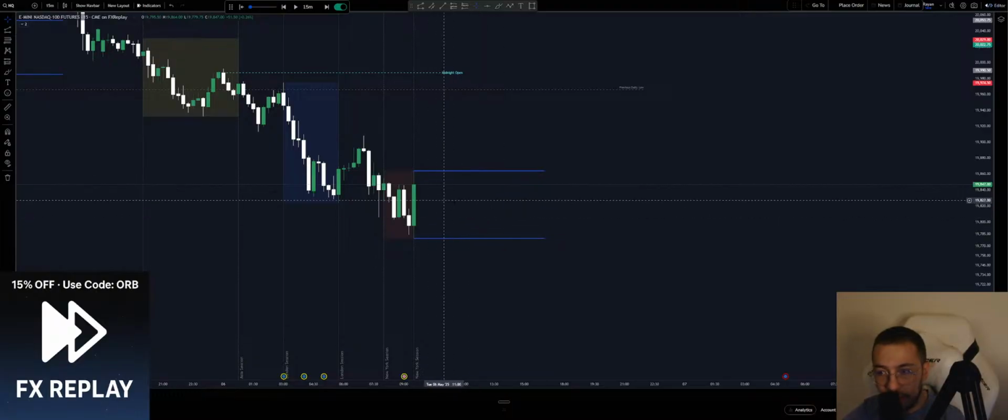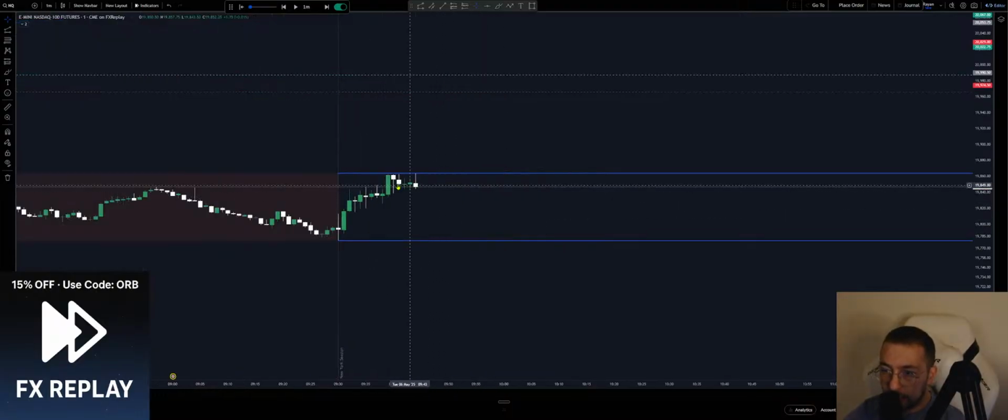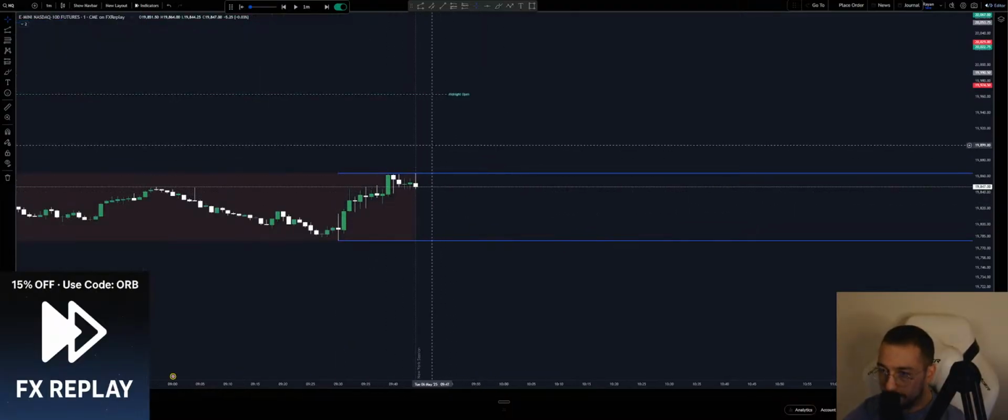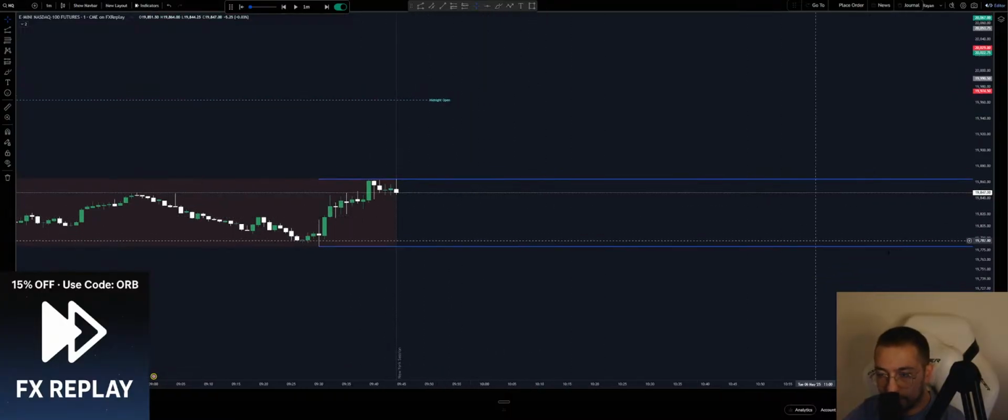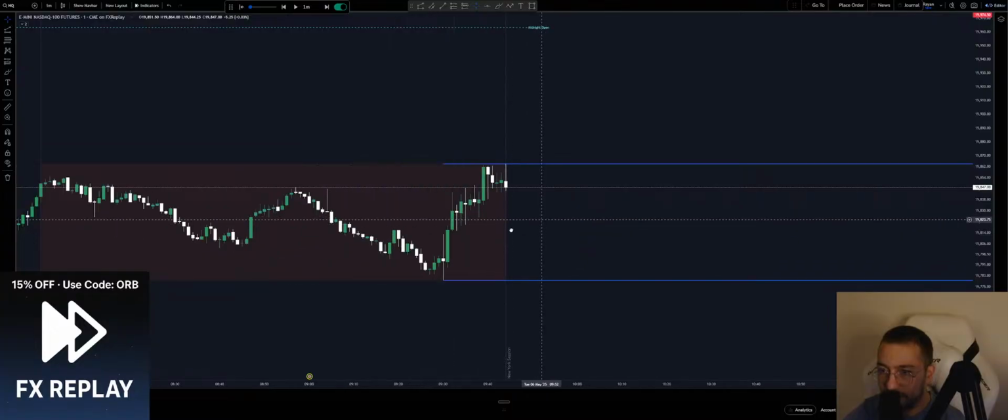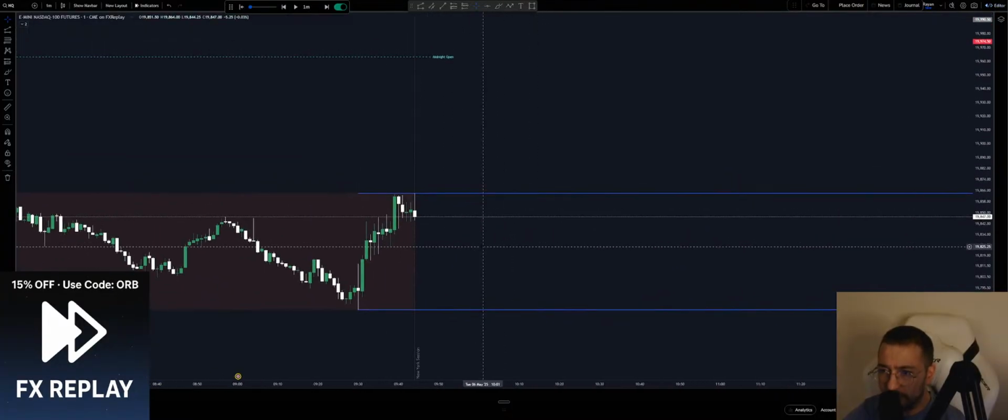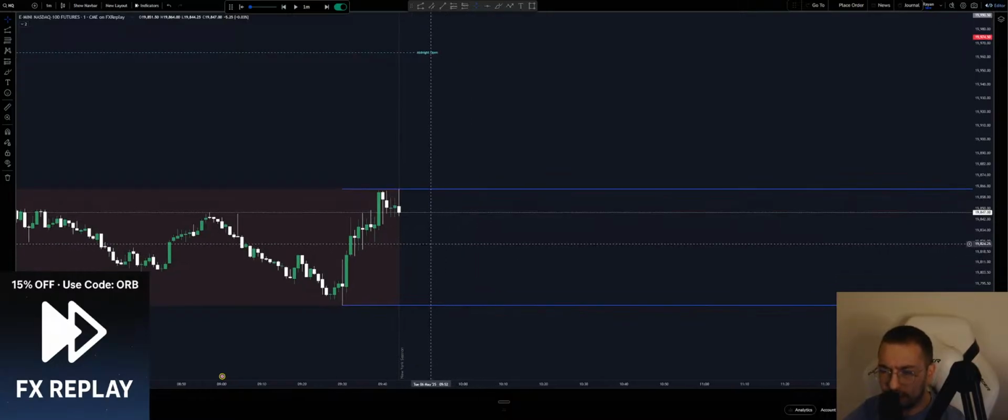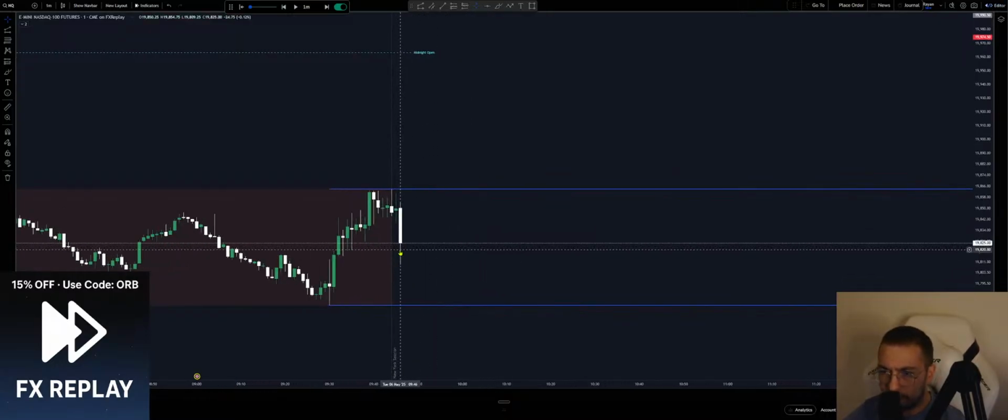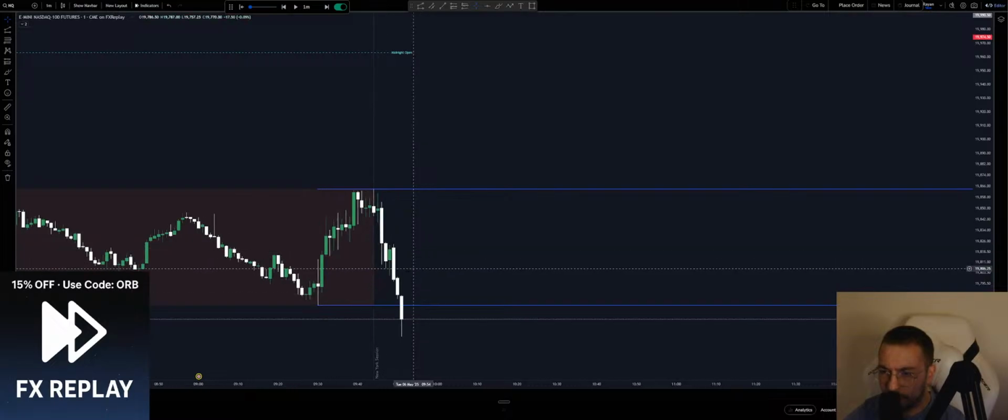There's a lot of strategies out there where it says break above the high, above the range, enter market order, and then your stop is at the 50% of the ORB or at the end of the ORB. I'm not gonna lie, this strategy is so bad. It has a very, very low win rate. Yes, it's very simple, but it has a very low win rate. I just don't like it. I tried it myself, it just has a very low win rate.